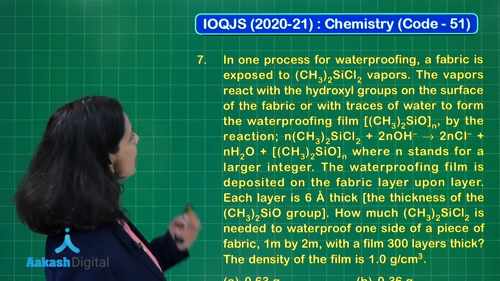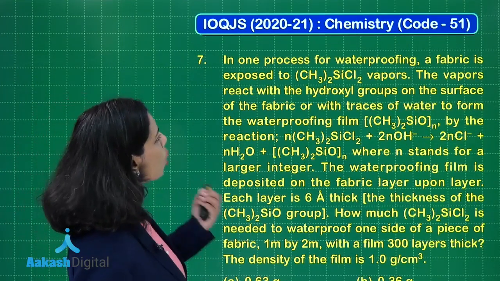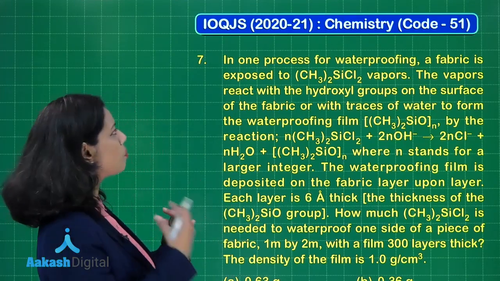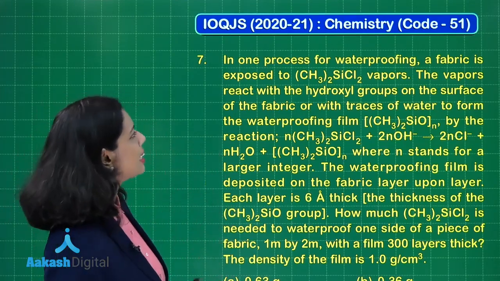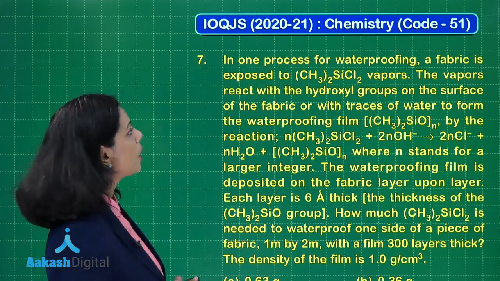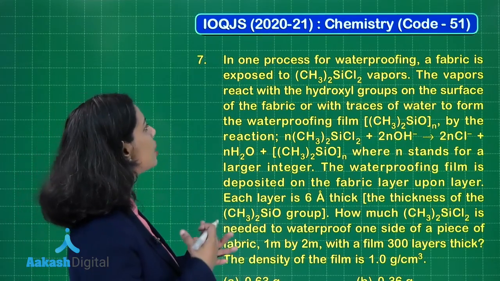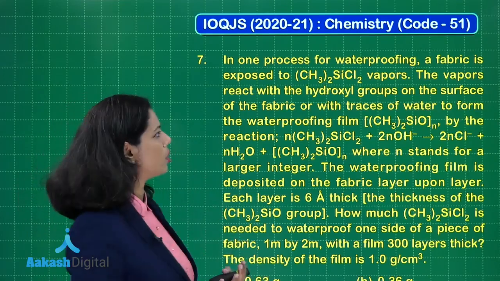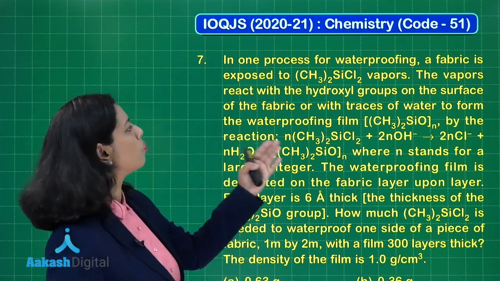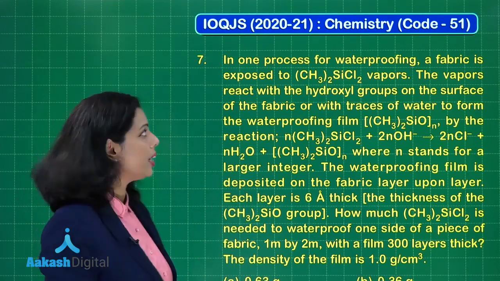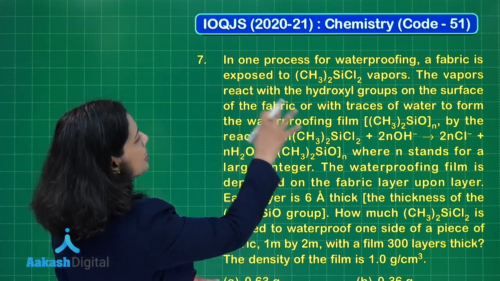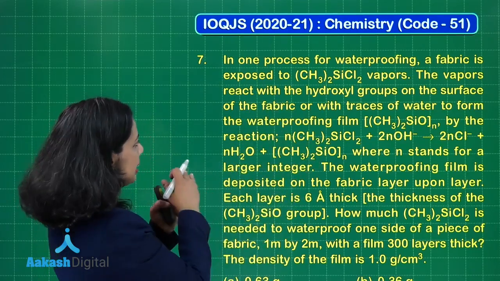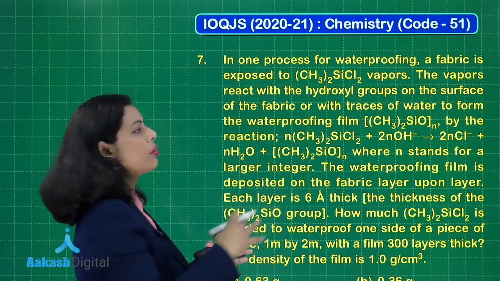The question says, in one process of waterproofing, a fabric is exposed to dimethyl silicon chloride vapors. The vapors react with the hydroxyl group on the surface of the fabric or with traces of water to form the waterproofing film. So what is it doing? Actually, we are using these dimethyl silicon chloride vapors and they are making the waterproofing film.